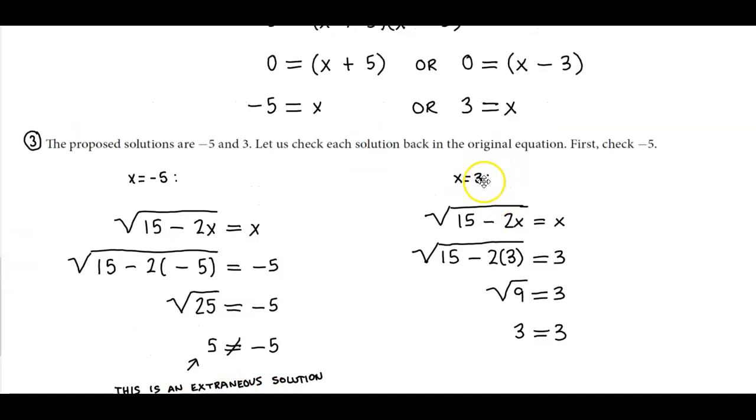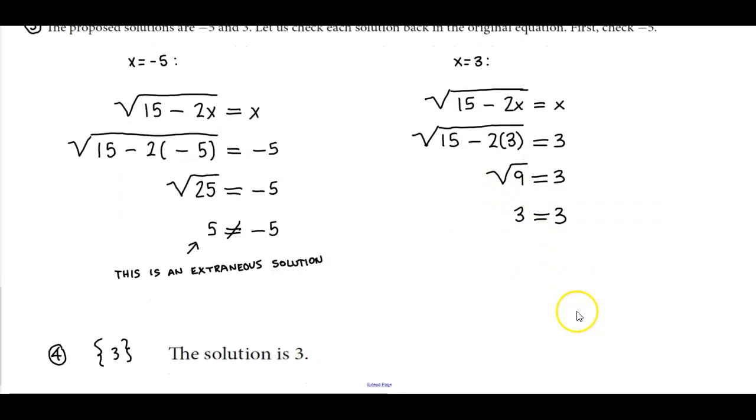Now let's check x equals 3. We're going to plug in 3 for x. So we have the square root of 15 minus 2 times 3, which should equal 3. 15 minus 6 gives you 9. The square root of 9 is 3, which is equal to 3. And so therefore, we know that this checks, and the solution set is 3.